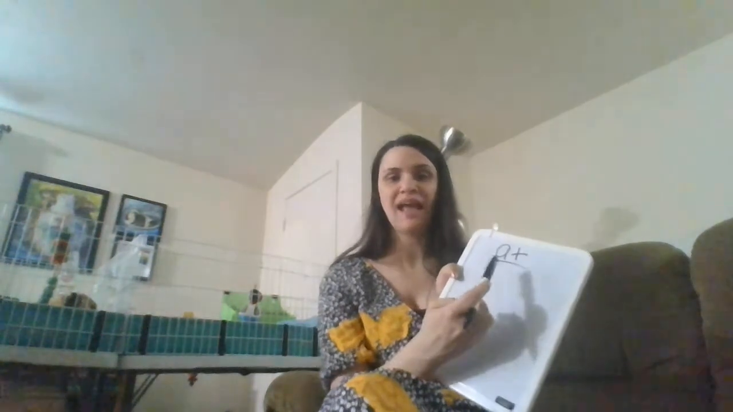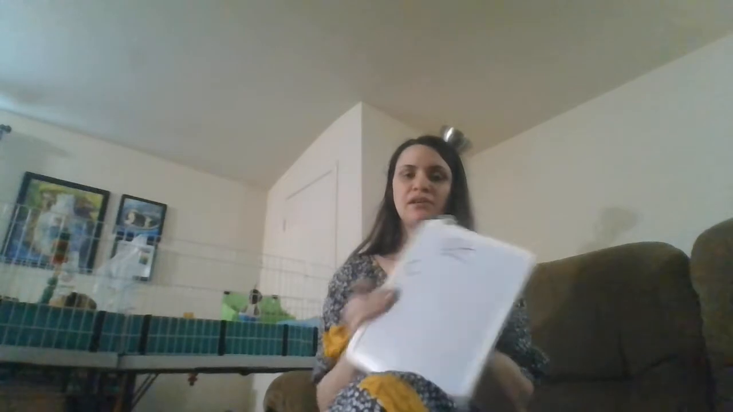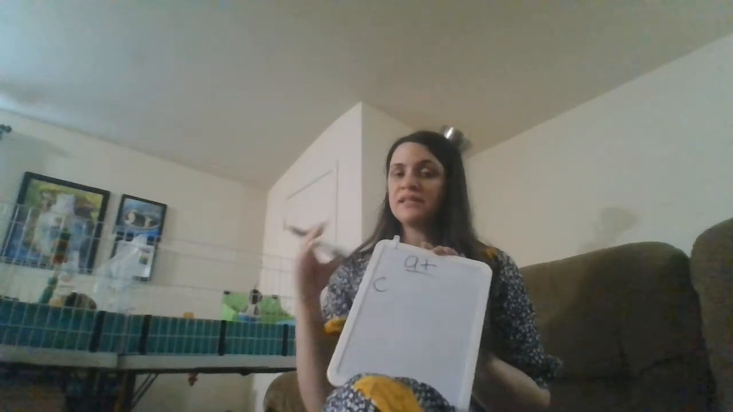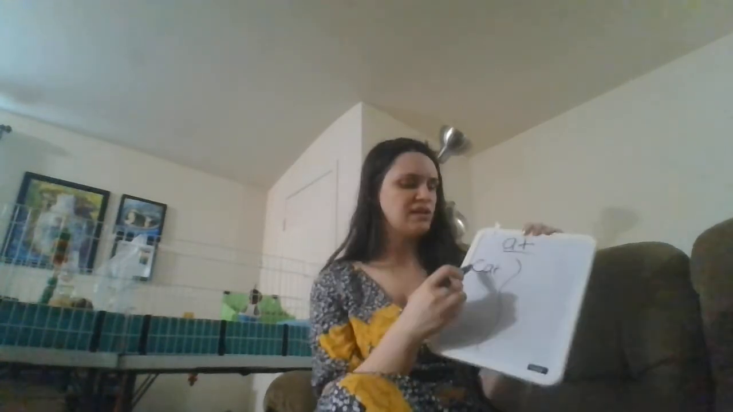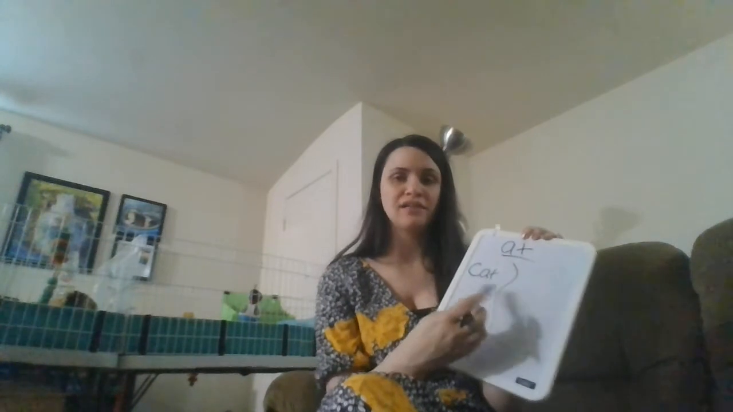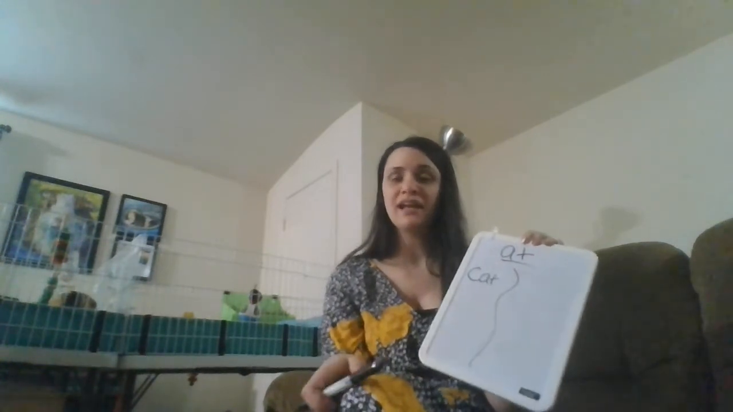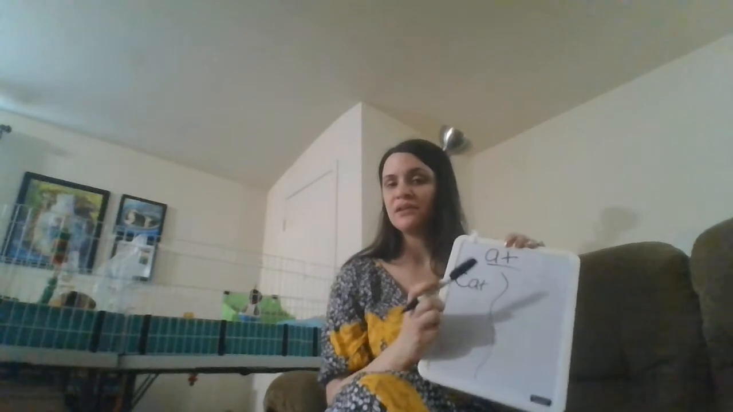And then let's do our word family. So we have the A T word family. A T says at. Can we say at? So what letter is this, guys? It's the letter C. What sound does C make? C says k, k. Then we're gonna add at. So we have k, at. What does that say? Cat, like kitty cat, meow. Can we say cat?